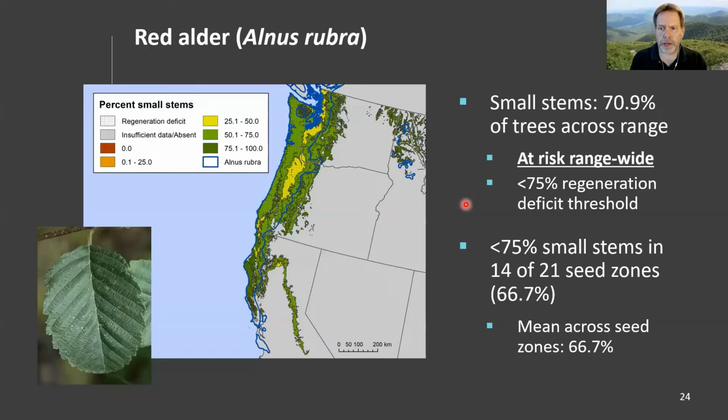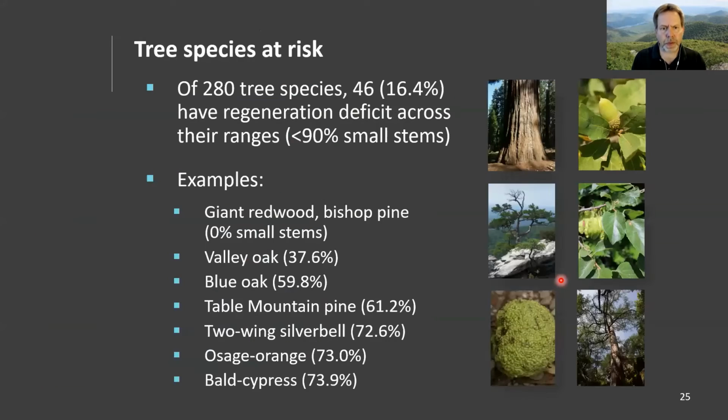An example from the West Coast, red alder here, about 71% small stems, at risk range wide, although it's kind of on the border, with 14 of the 21 seed zones not clearing that threshold and being places where we would be concerned. So of our 280 tree species that we looked at, 46 or 16% of those had regeneration deficit across their ranges. This is incorrect, it should be 75% here.